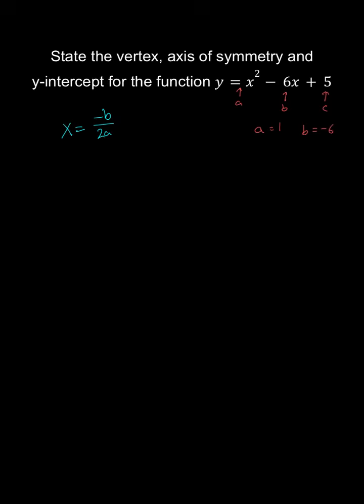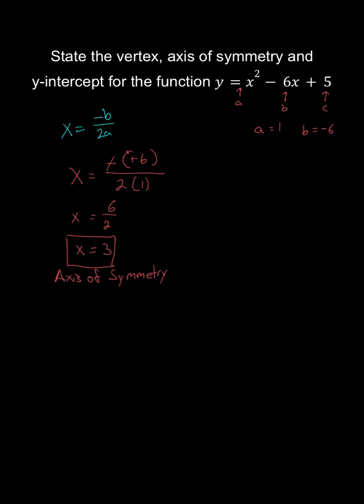I will then substitute them into the equation, giving me x equals negative b, which is negative 6, over 2 times a, which is 1. And then simplifying this, the double negative makes a positive 6 on top. So we have 6 over 2 times 1, which is 2. So x equals 3 is the equation for the axis of symmetry.